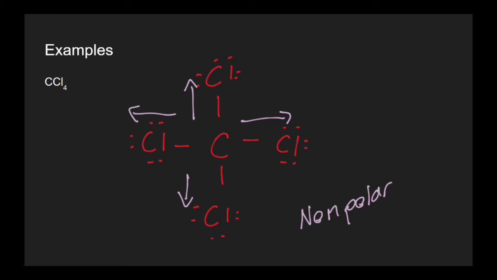And another way that we can look at this is through symmetry. Because our CCl4 is symmetrical, the electronegativity is going to be evenly distributed throughout the molecule, thus making it a non-polar molecule. All right, let's go ahead and take a look at a few more.